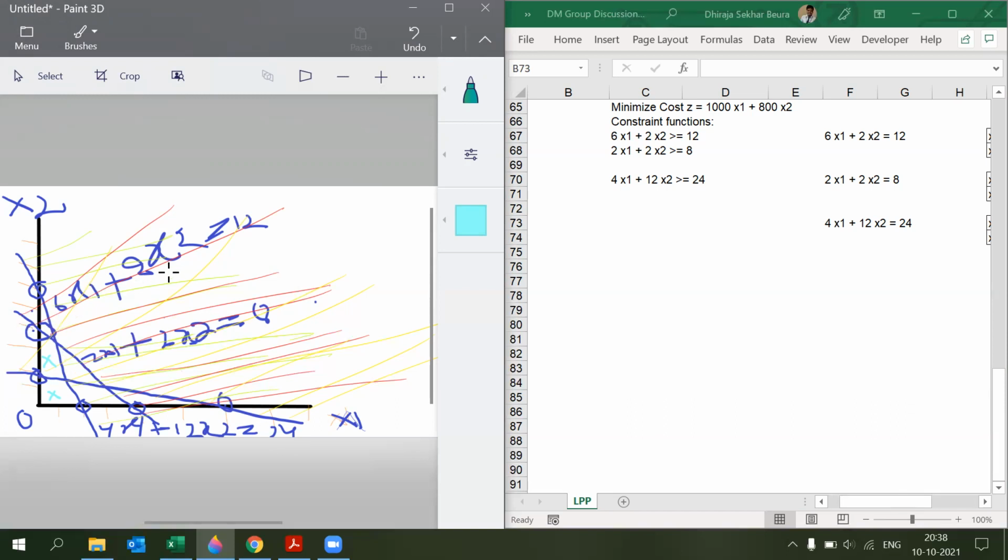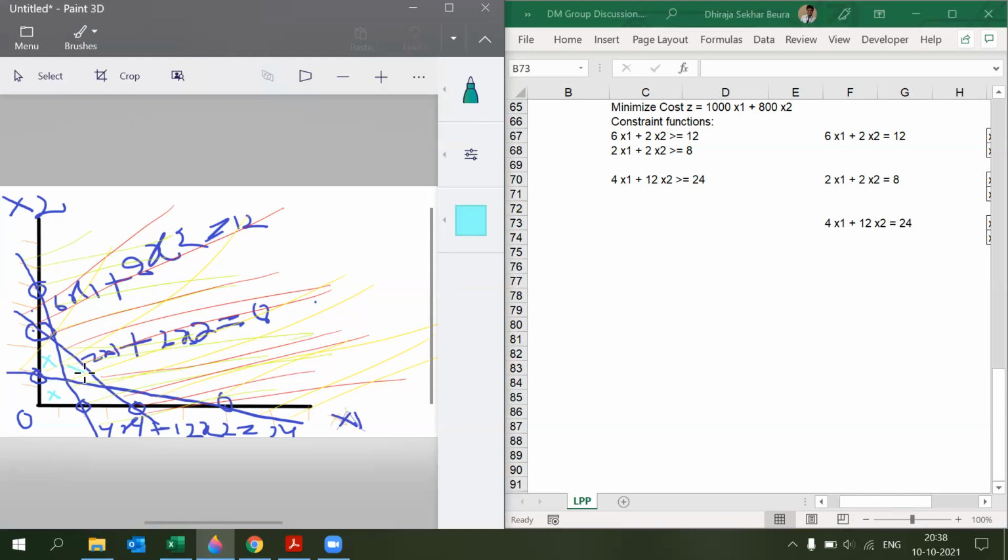So 6x1 plus 2x2 is starting from this portion, so it is not including that portion. Similarly, the 2x1 plus 2x2 is equal to 8 is also starting above it, so that is also not including. We need a region where all three would be satisfied. All three would be feasible. So this portion is also excluded.